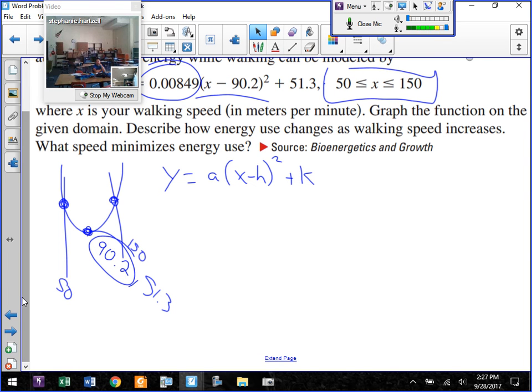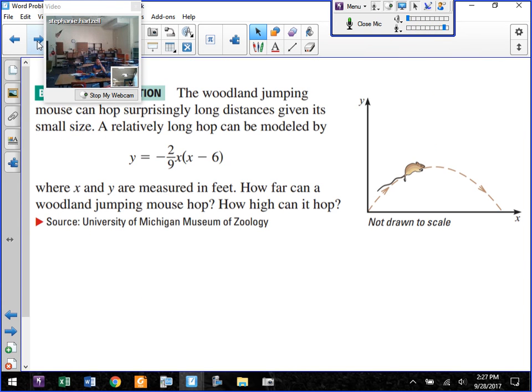My favorite question on here. The jumping mouse. It's not just a regular mouse, it's the woodland jumping mouse. It can hop surprisingly long distances. A relatively long hop can be modeled by the following, where x and y are measured in feet. How far can a woodland jumping mouse hop and how high can it hop?